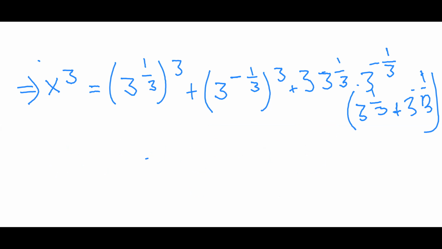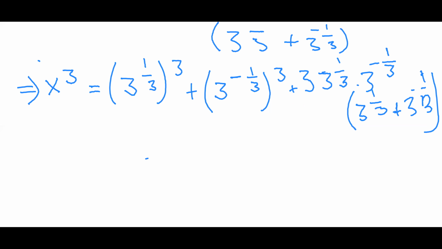I am assuming everyone has copied the formula. It was on the board, but I removed it. So according to the formula, a plus b whole cube means a cube plus b cube plus 3ab into a plus b. The given formula was like this: 3 to the power 1 by 3 plus 3 to the power negative 1 by 3.